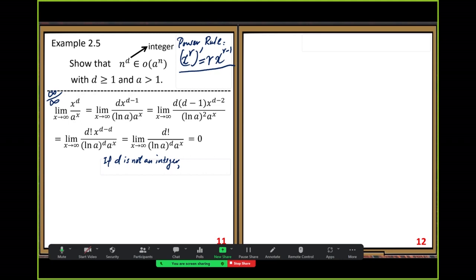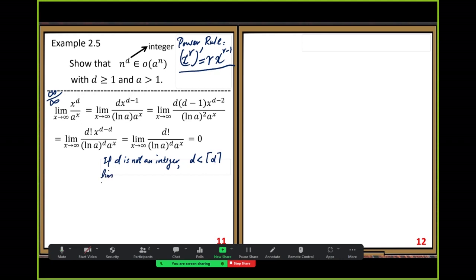Although we can round it down, we would rather round it up. Let's use the ceiling function. That means d is less than the ceiling function of d, and the ceiling function of d is an integer. Now let me write the new limit.